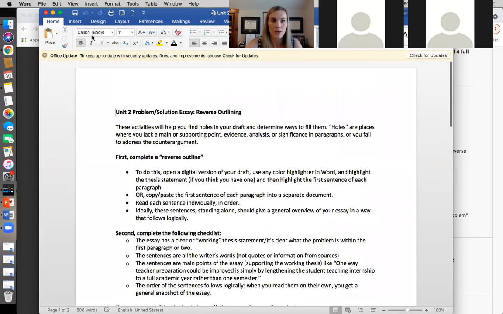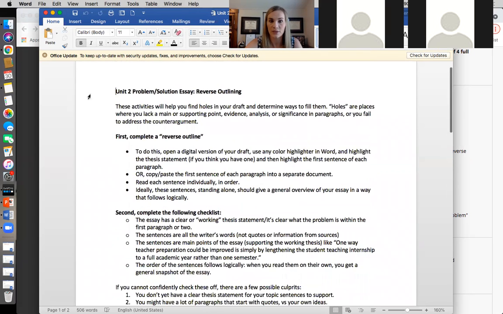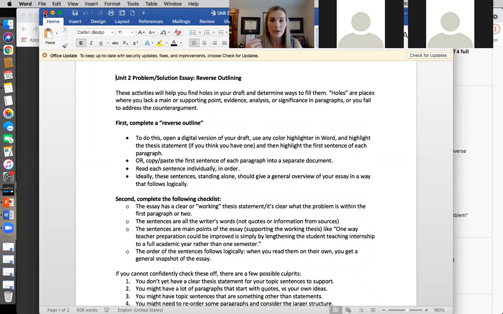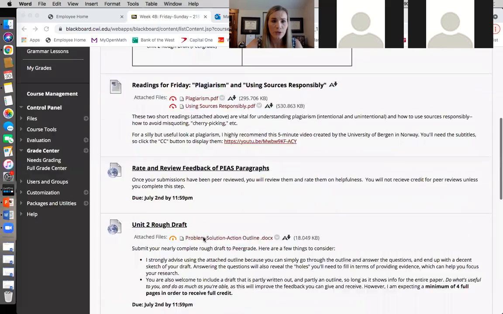Okay, so you can find that in this week's folder 4B. It's in the optional readings. So I highly recommend that. Highly recommend looking at the student examples if you haven't already. Look at that rubric breakdown again, where we turn in our paper.